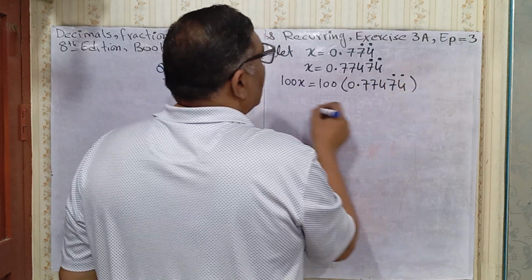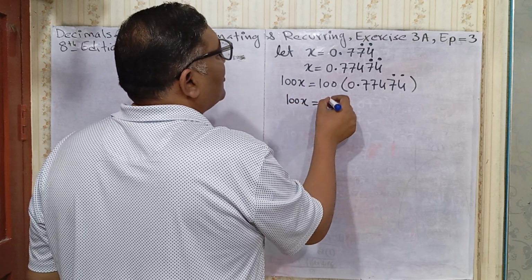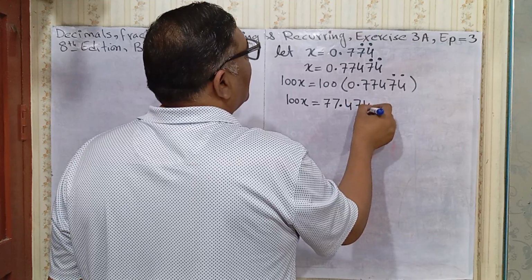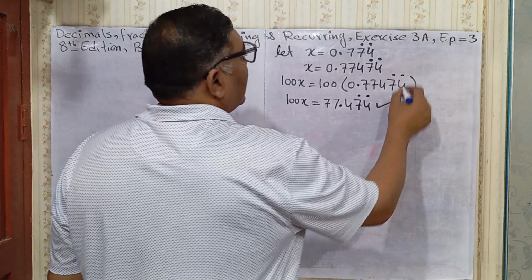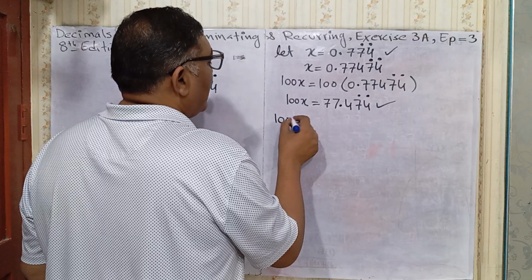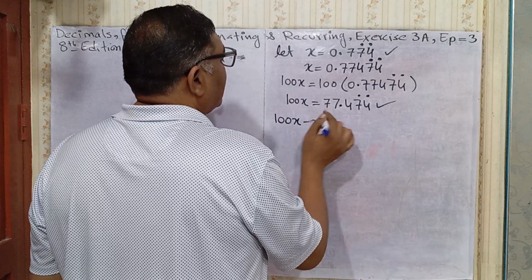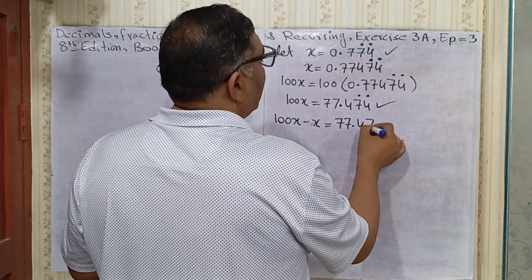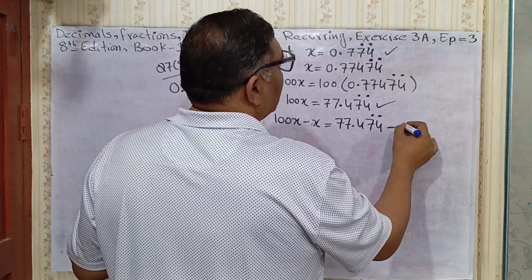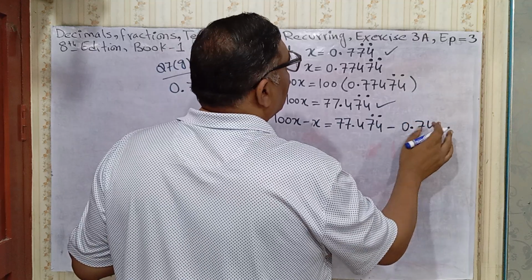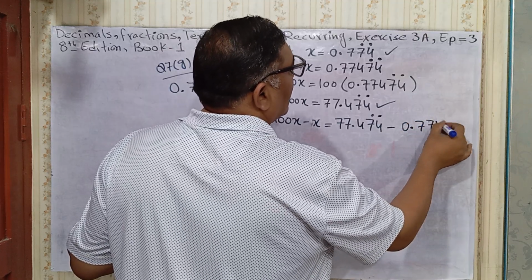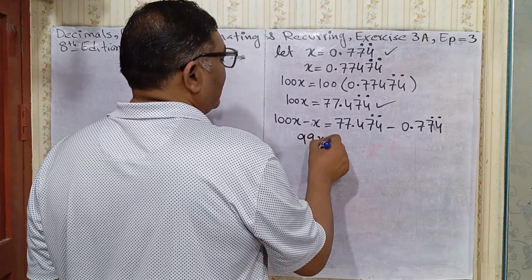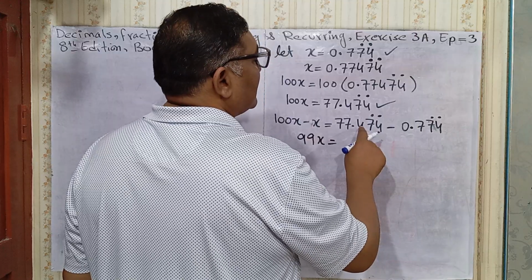0.77474 recurring. Okay, so this is 100x equals, this becomes 77.4747 recurring. So from this I will subtract this, so you will have 100x minus x equals 77.4747 recurring minus 0.77474 recurring. Okay, so this will become 99x. The recurring parts will be cancelled.